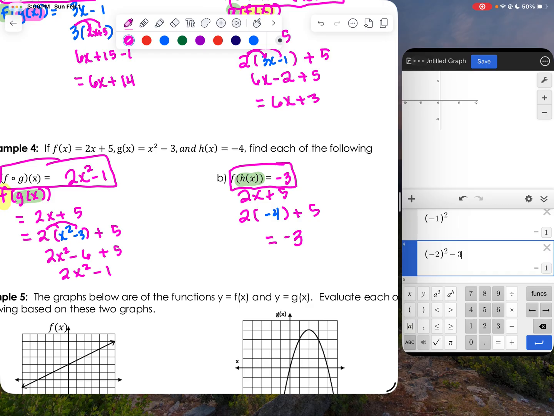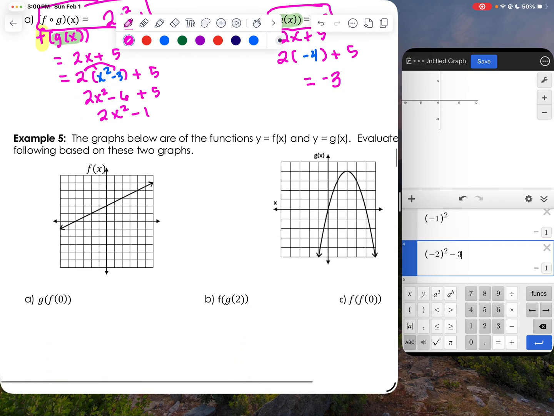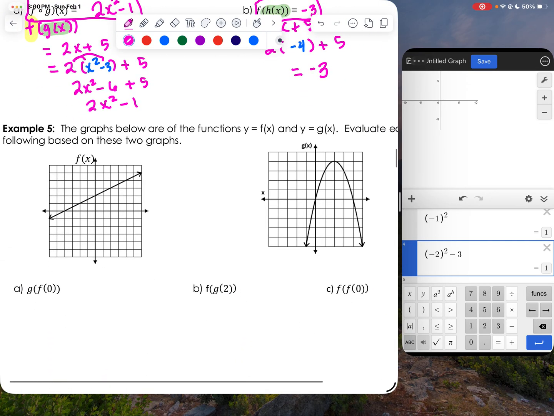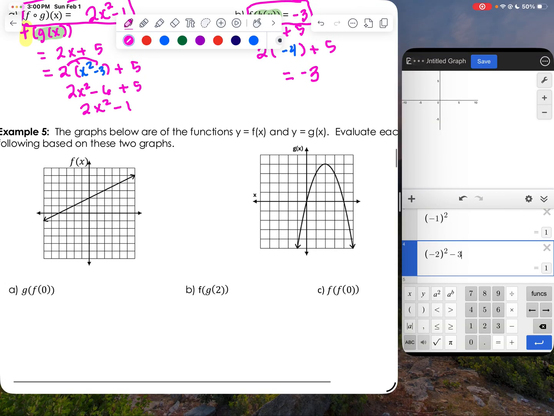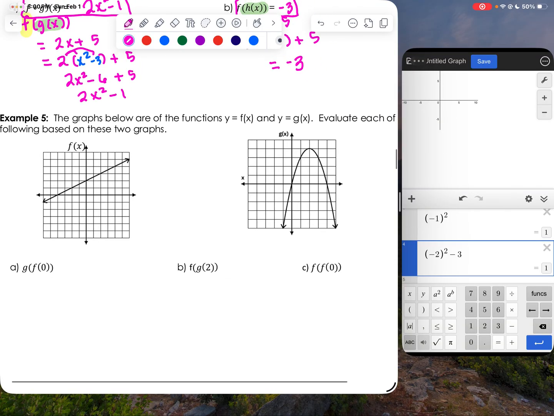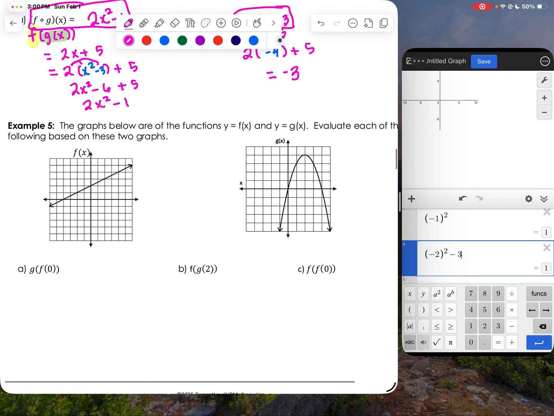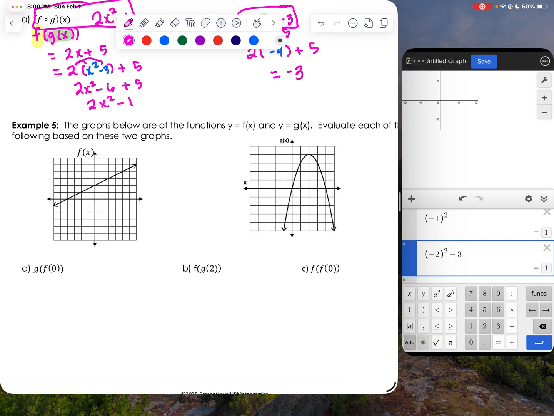Now, we can even use function composition when we don't know the function rules, but we do have a graph of the function. So in example 5, it says the graphs below are the functions y equals f of x and y equals g of x. Evaluate each of the following based on the graph. So remember, you're going to start inside the parentheses, and we're going to be calculating not f of x, excuse me, we're calculating f of 0.